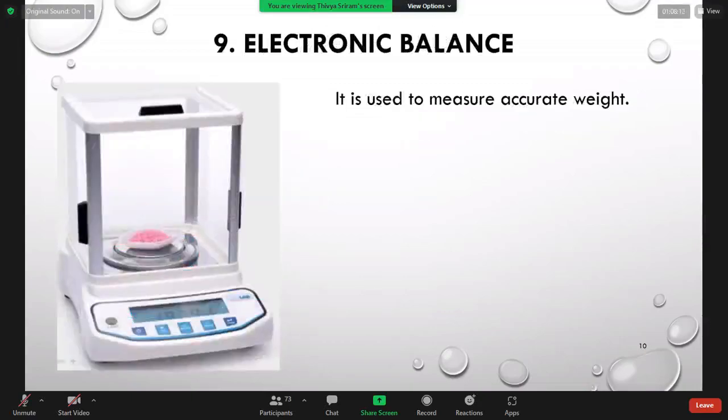Now we will see about the electronic balance, which is used in order to measure the accurate weight of the sample. Here, the sample may be a food sample or a soil sample. Sometimes we will measure the initial weight of some beakers. After some experiment, we can measure the final weight of the beaker also. At that time also, we can use that particular electronic balance.